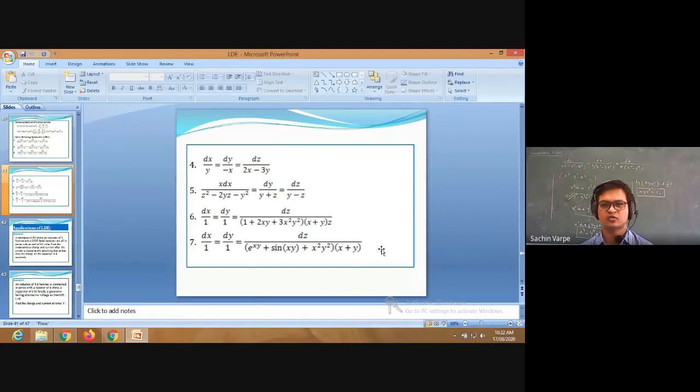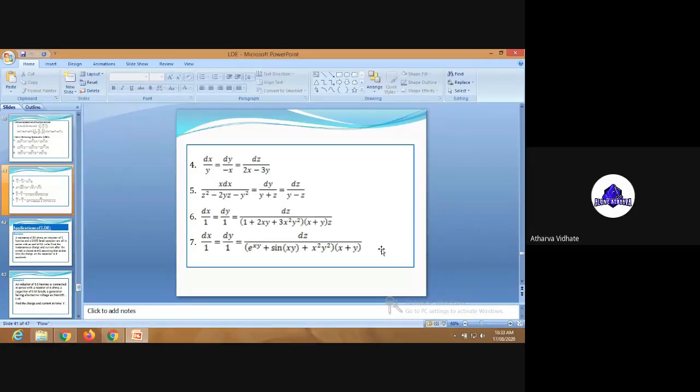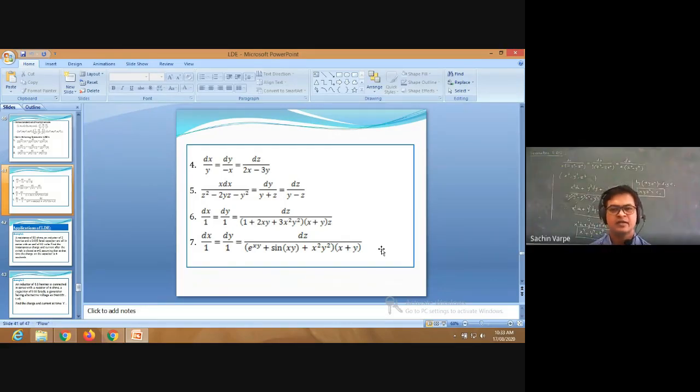If we equate the first two ratios, directly we'll get the variable separable form, right? And once we integrate, we'll get the solution. So the first solution we will get by the multipliers 3, 2, 1, and the second solution by method of grouping. Is it clear? If you want me to solve on the board, please ask. I can solve.